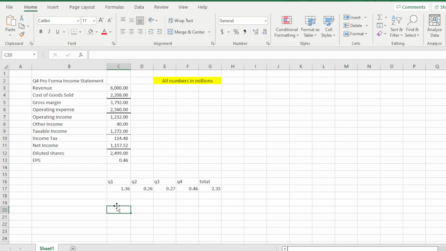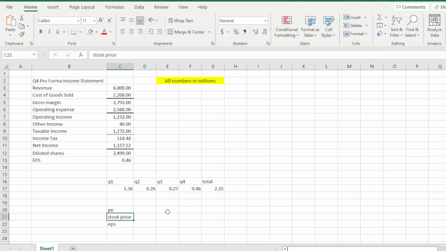So let's say we want to calculate PE from this. Now, if I want to calculate PE, I'm going to need to know two things. I'm going to need to know the stock price, and I'm going to need the earnings per share. We already have the earnings per share. So the stock price, this is going to change all the time. So let's just say right now it's going to be 155. I don't know what it actually is, but let's just say it's going to be 155. So now let's calculate the PE.